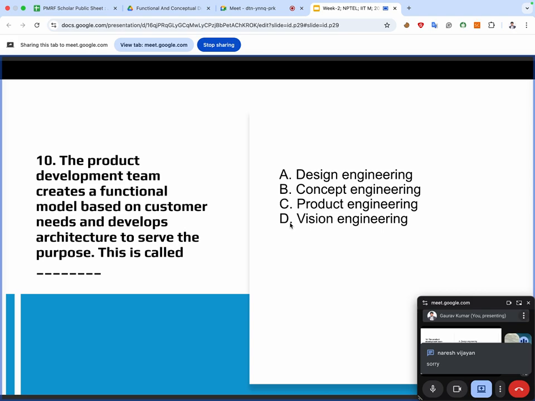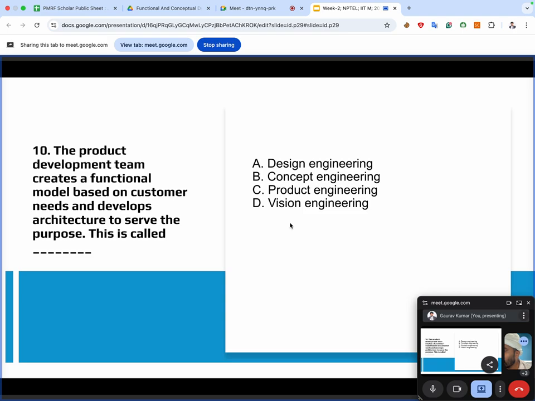So I think we already discussed question number 10. No, 9 was discussed, right? So, okay, question number 10. Please answer.